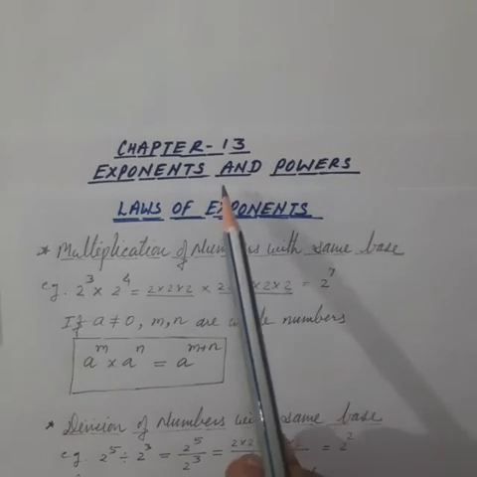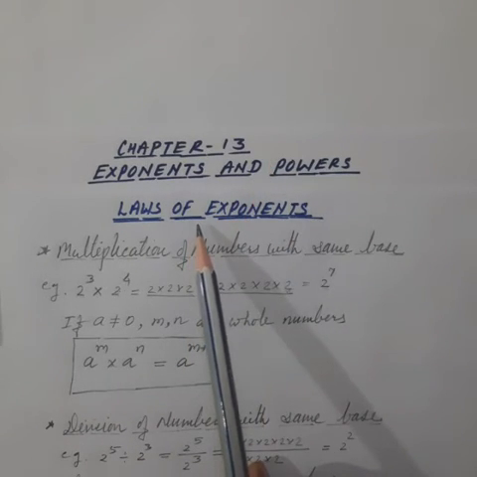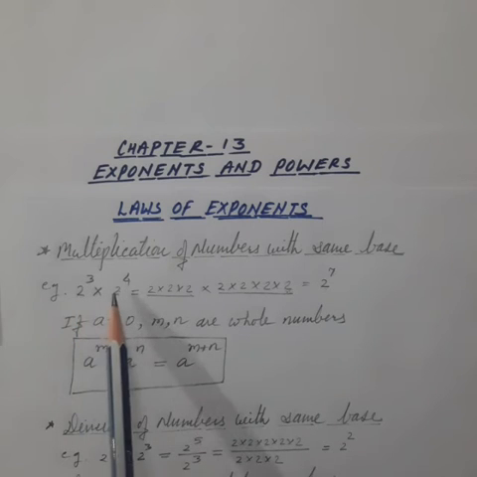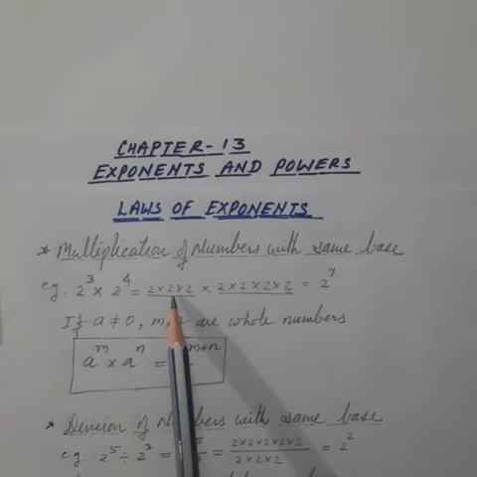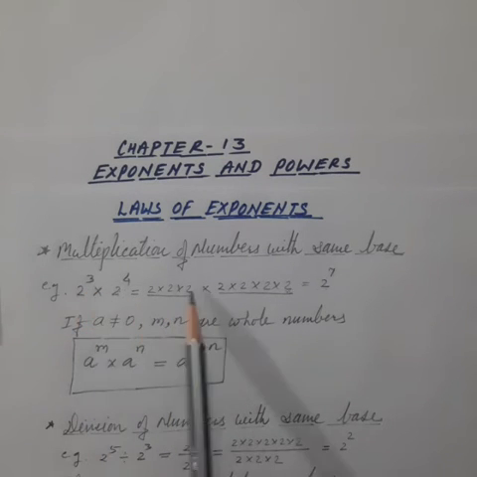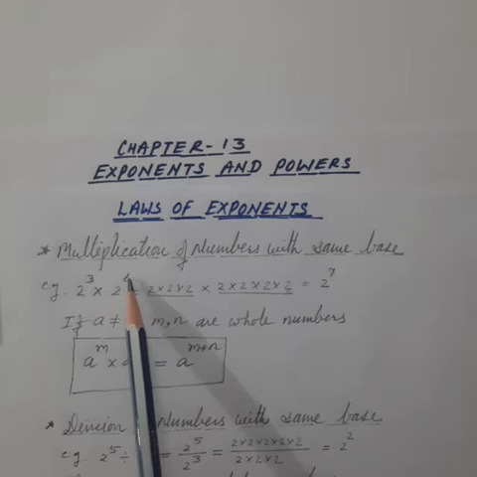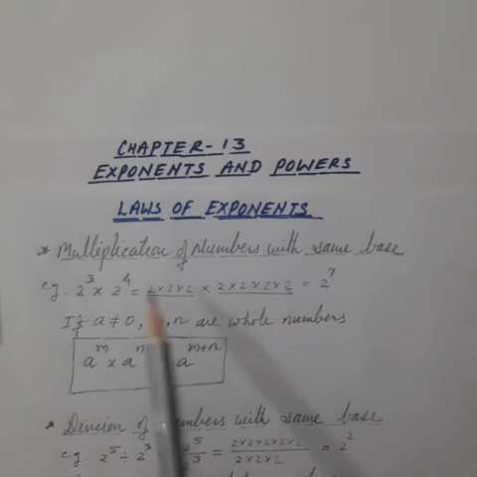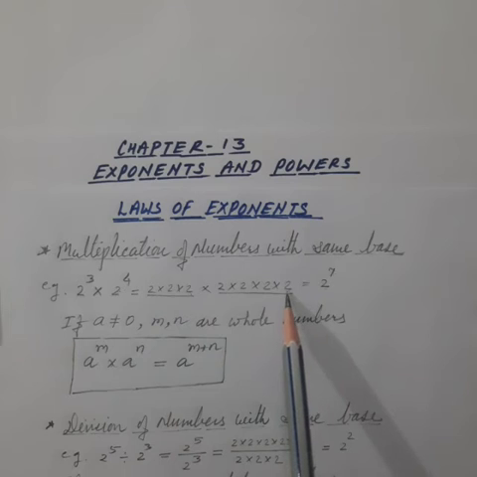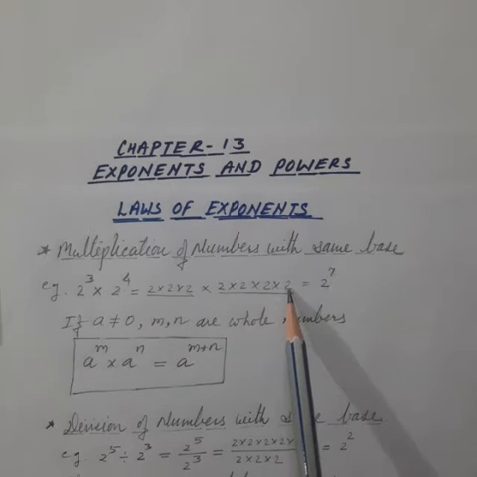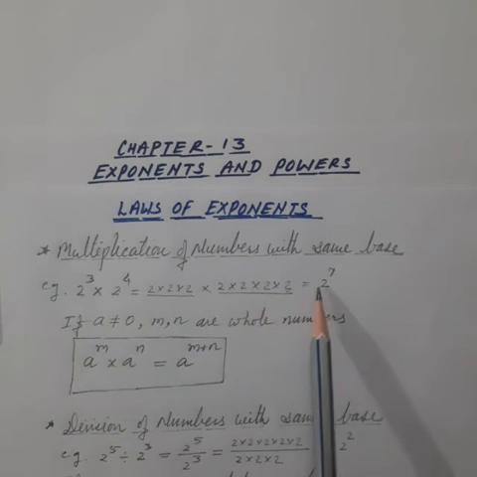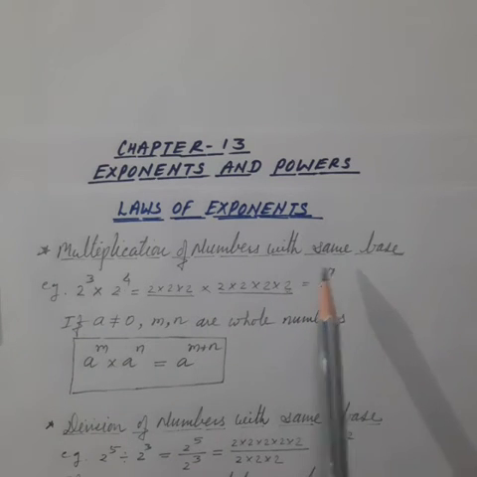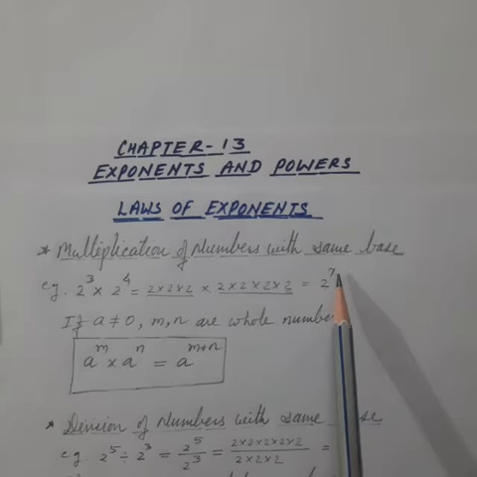In chapter 13, exponents and powers, coming to laws of exponents. Multiplication of the numbers with same basis. Here 2 cube means 2 is multiplied by itself 3 times, and 2 raised to the power 4 means 2 is multiplied by itself 4 times. In this multiplication, the base 2 is multiplied by itself 7 times. So we can write it as 2 raised to the power 7. In answer, we get the same base 2 and the power we get here is 3 plus 4 equal to 7.